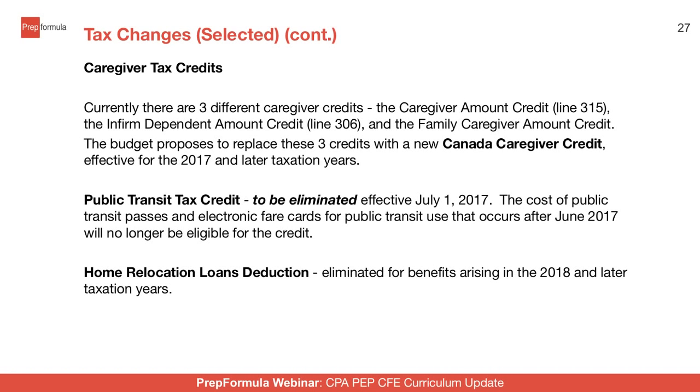There's currently 3 different caregiver amounts, and they're called the caregiver amount credit, the infirm dependent amount, and the family caregiver amount credit. And the budget replaces all of those with a new line called the Canada Caregiver Credit. Any public transit tax credits are eliminated. Any home relocation loan deductions are also eliminated for benefits arising in the 2018 and later tax years. So if your employer asks you to relocate somewhere, gone.